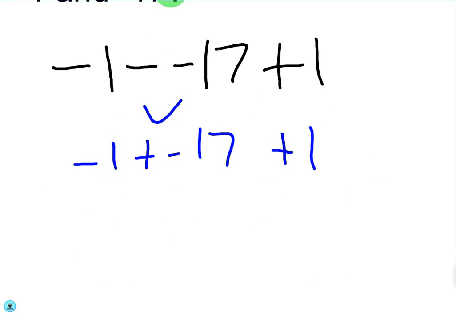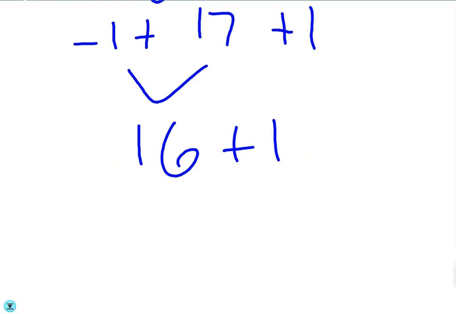Okay, so, and whoops, that's negative. That should become, that was my mistake, it should just be plus 17. Okay, so -1 plus 17 is 16, add 1, and the final answer is 17.